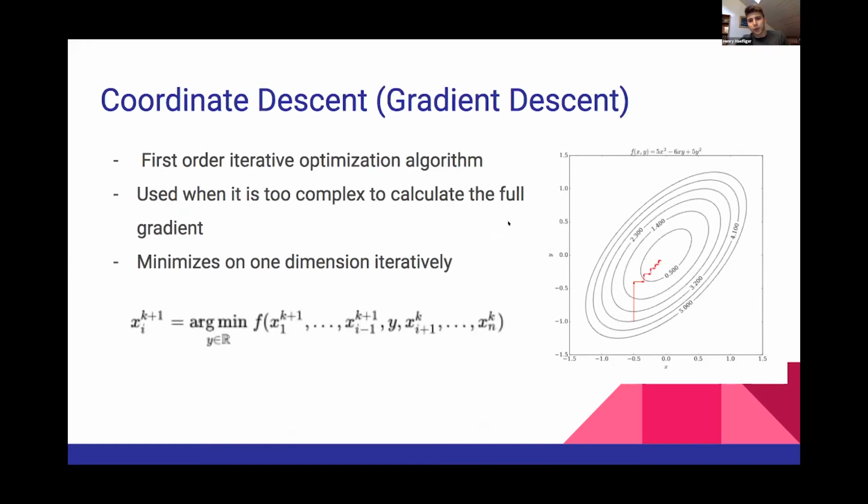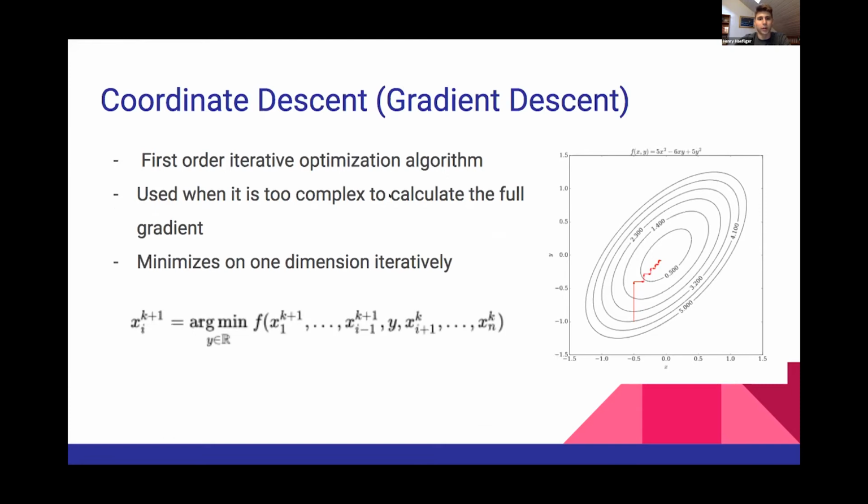Okay, so since we were primarily focusing on computing, we decided to cover coordinate descent, which is the method that we can use when computing the entire gradient is too computationally complex to do at a single time.